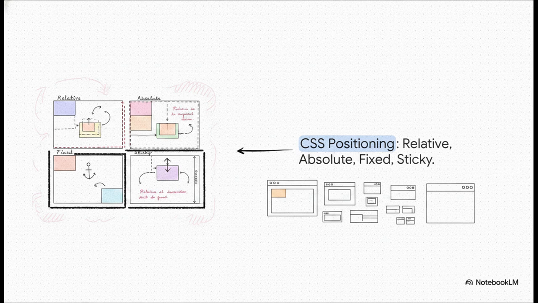Then, for that ultimate pinpoint precision over an individual element within your layout, we rely on CSS positioning. You have to decide its exact behavior. Do you want it relative to its original spot, absolutely pinned to its parent container, fixed to the viewport so it literally never moves as you scroll, or sticky so it perfectly catches at a certain point?